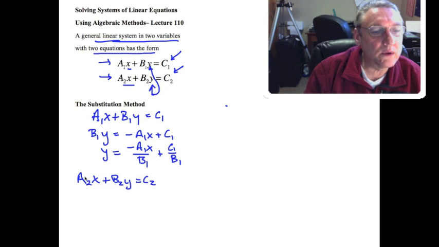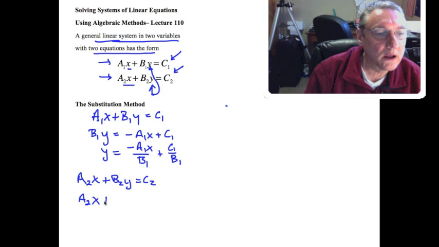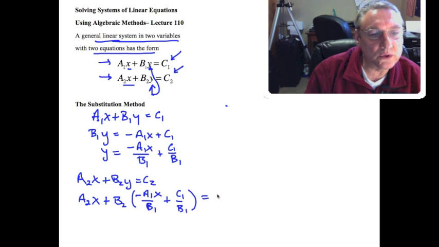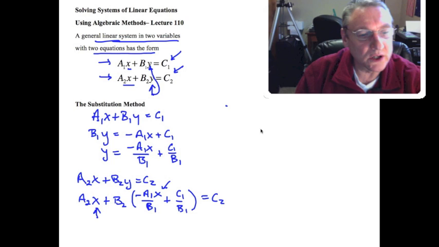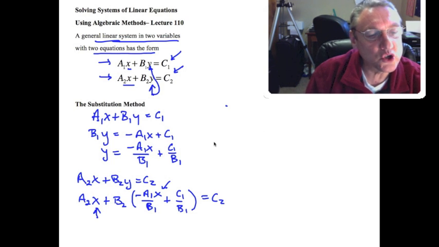and what I can do now is, in place of y, I can put, here's our b2, I'll use parentheses, so we have negative a1x over b1 plus c1 over b1, and this is equal to c2. Now, even though that looks a little complicated, you'll notice here that in fact we have only the single variable here, and this will now allow us to go ahead and solve for x. An example will demonstrate this much more clearly than just using the symbols.